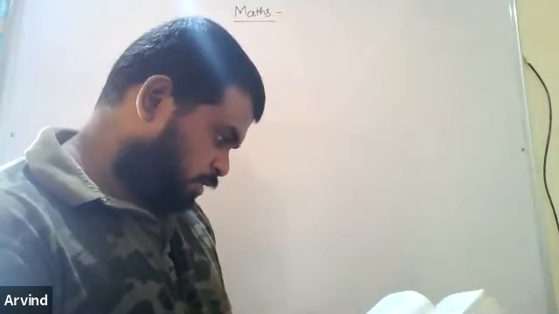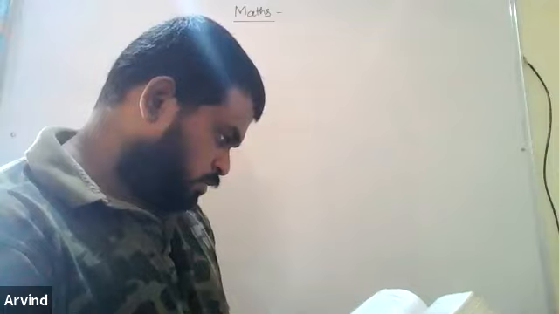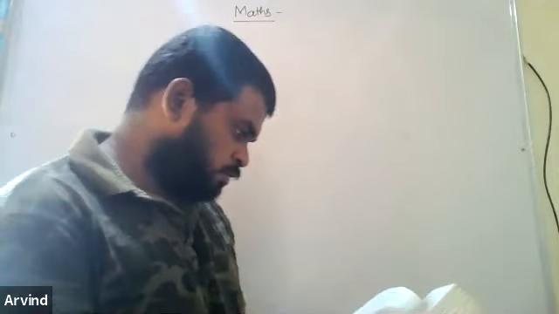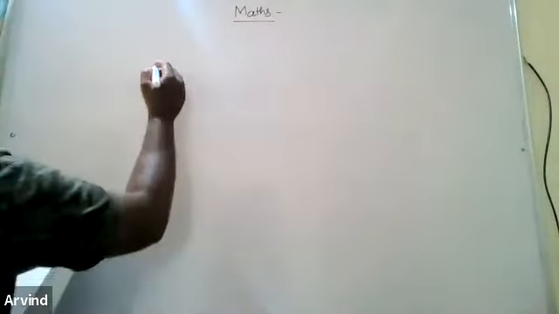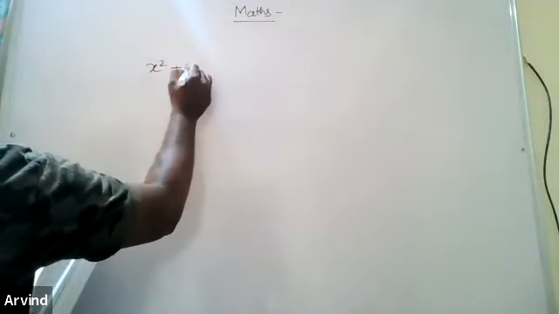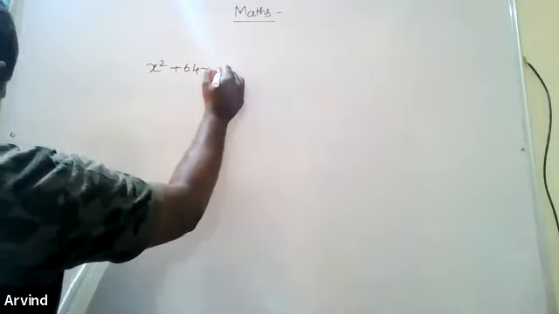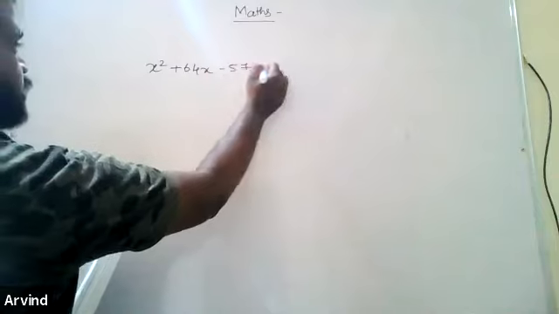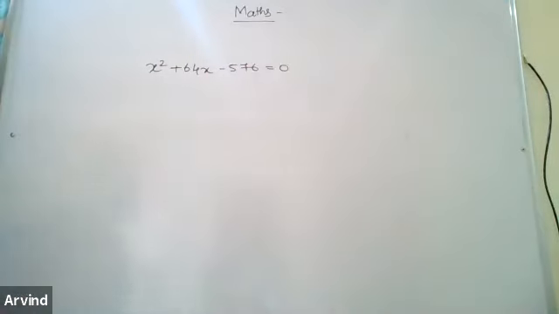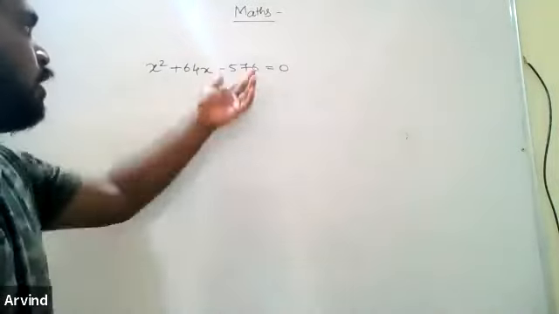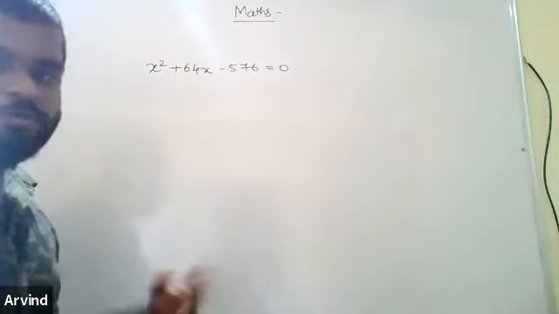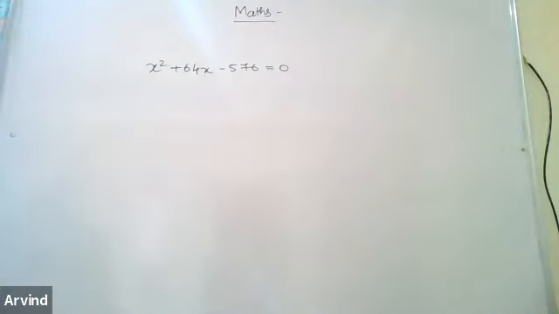Let me take a question. Suppose it is like this: x square plus 64x minus 576 equal to 0. So this is what you asked for, isn't it, Vishwas? Yes, sir. Big number, how to solve it, how to find the factors. Yeah, we'll do it.